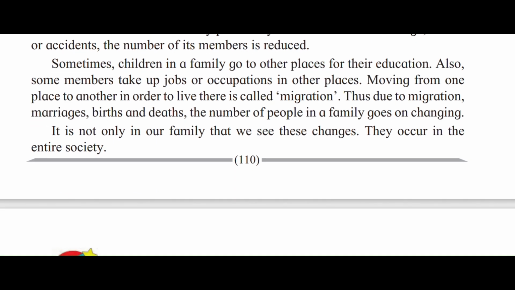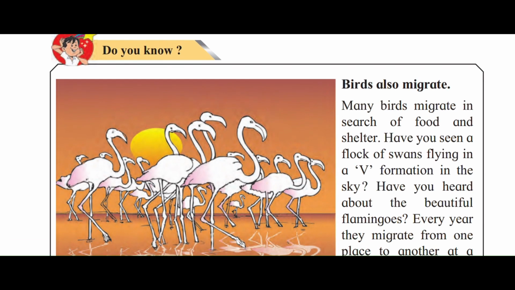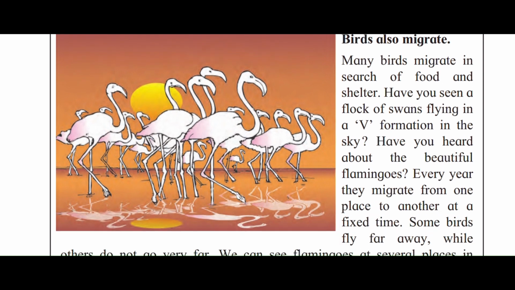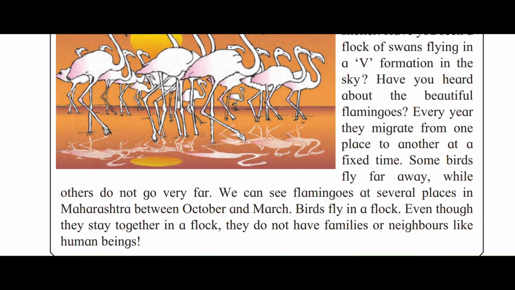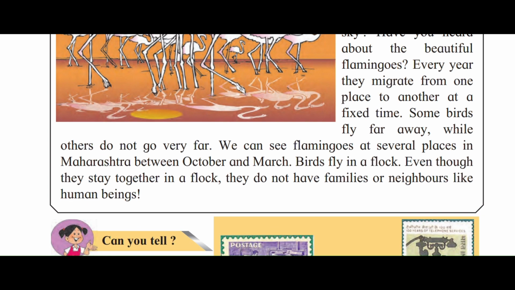Page number 111. Do you know birds also migrate? Many birds migrate in search of food and shelter. Have you seen a flock of swans flying in a V formation in the sky? Have you heard about the beautiful flamingos? Every year they migrate from one place to another at a fixed time. Some birds fly far away while others do not go very far. We can see the flamingos at several places in Maharashtra between October and March.